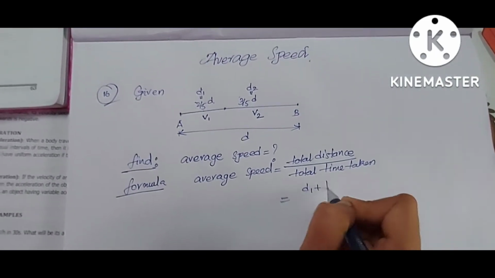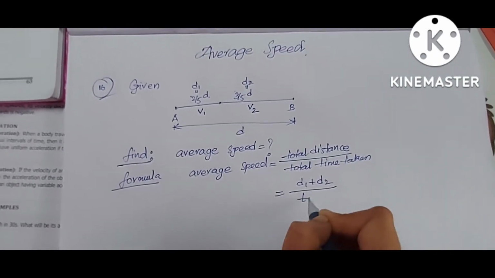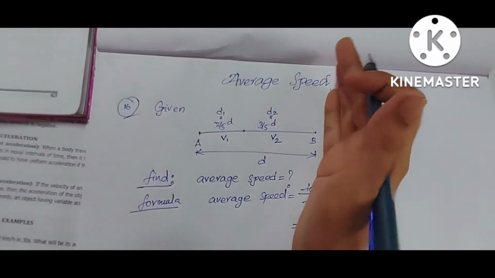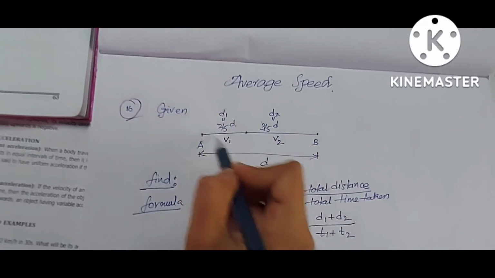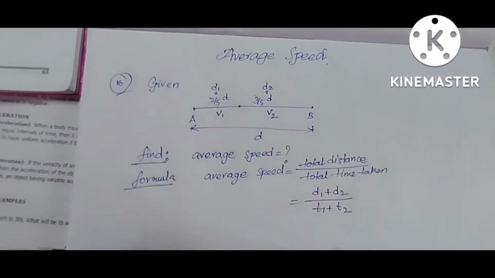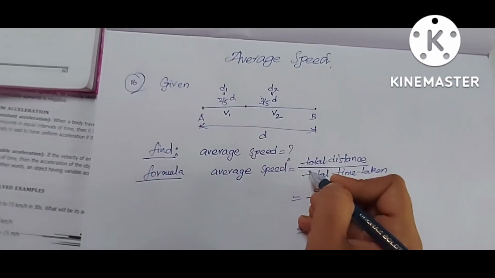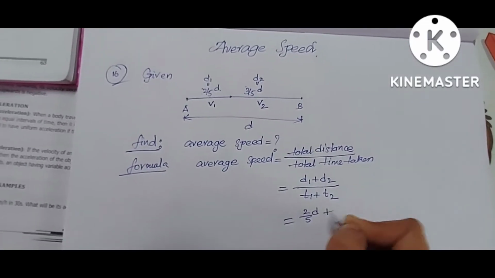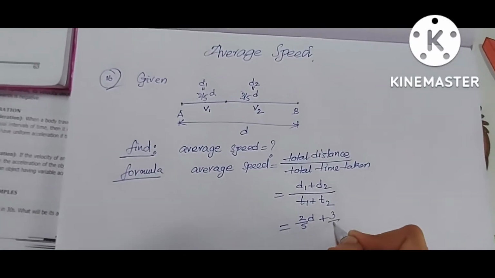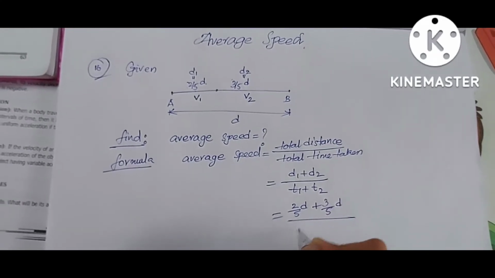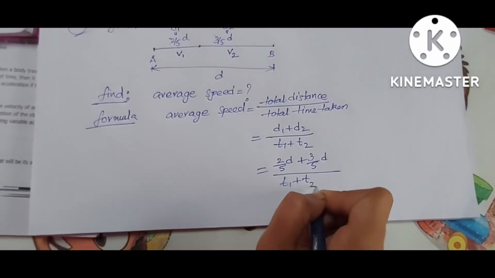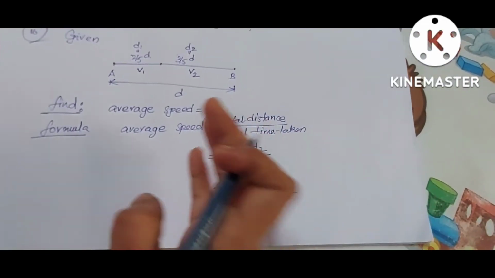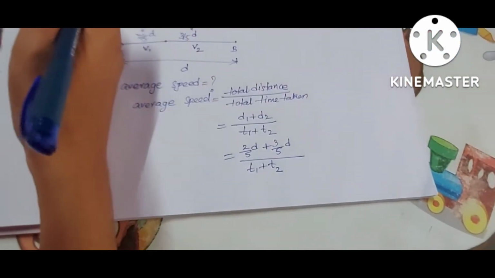D1 plus D2 by T1 plus T2. Here I took only 2 because the distance has been divided into 2, one is 2/5 and the other 3/5. So in the place of D1 and D2, I can write 2/5 D plus 3/5 D by T1 plus T2. Here the question starts: what can we substitute in the place of T1 and T2 so that we can get average speed?